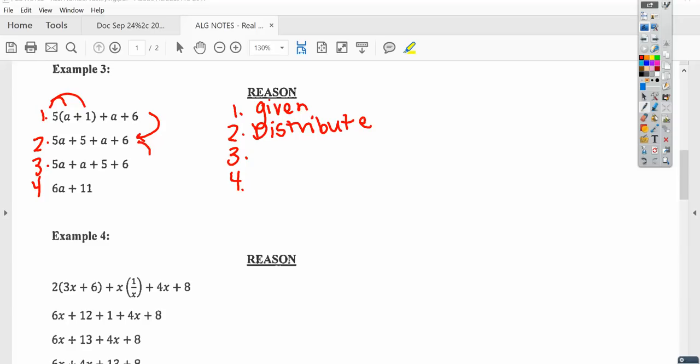Going from step 2 to step 3, what's changed? Well, 5 and A switched places. That's a commutative property. Commutative property of addition. And step 3 to step 4, they added. So go ahead and try example 4 on your own and then pause the video and we can go over it together.